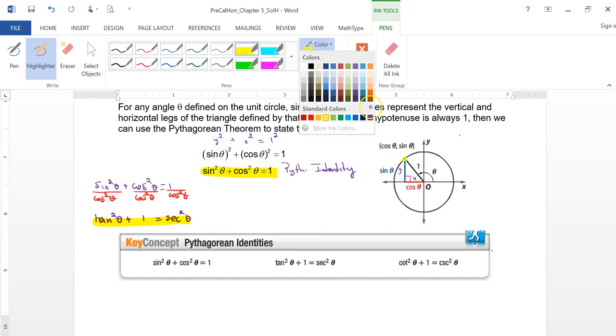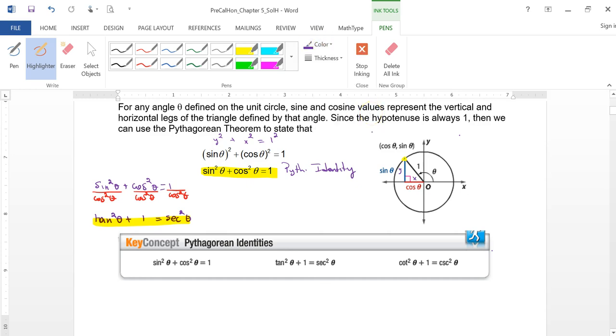Now, I'm going to take the identity. This time, there's more. Bear with me here, Stephen. This time, we're going to divide by sine. One plus cotangent squared theta equals cosecant squared theta. This is the third identity.